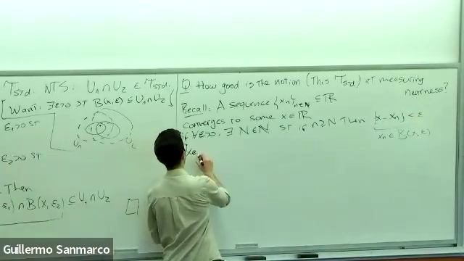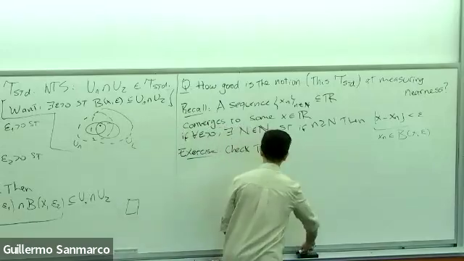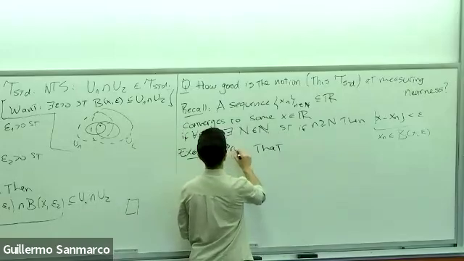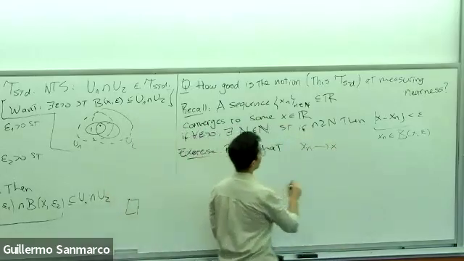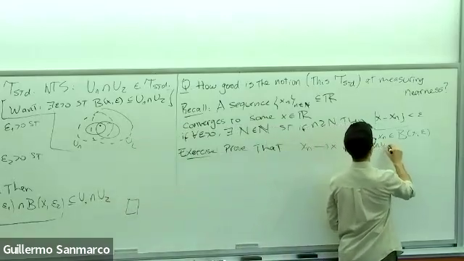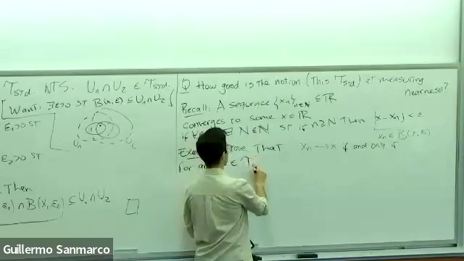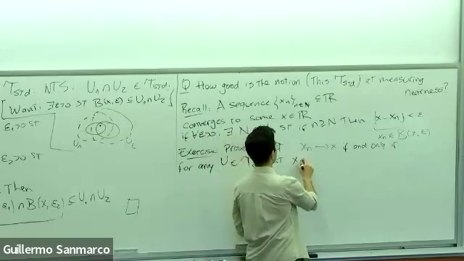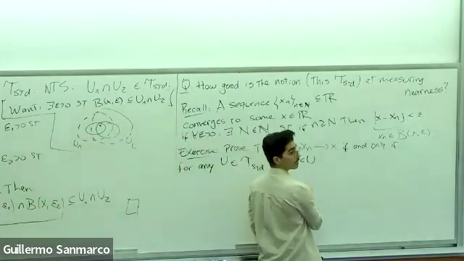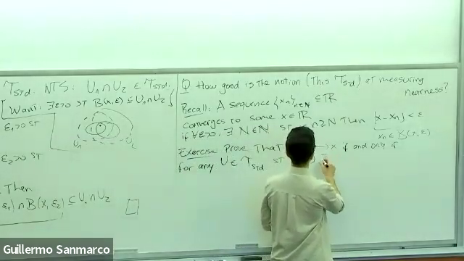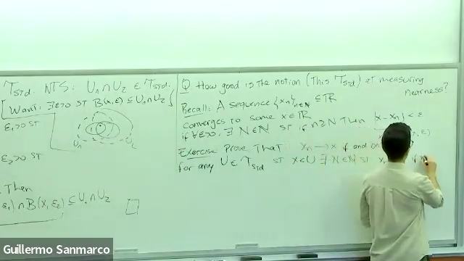So the exercise I want to give you now, I want you to check, or maybe let's say prove. Remember, we denote this by x_n converges to x. Prove that this happens if and only if for any U in T standard such that x is in U, there exists some big N such that x_n lives in U if n is bigger than or equal to your capital N.